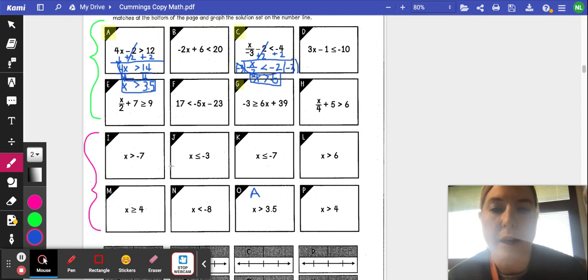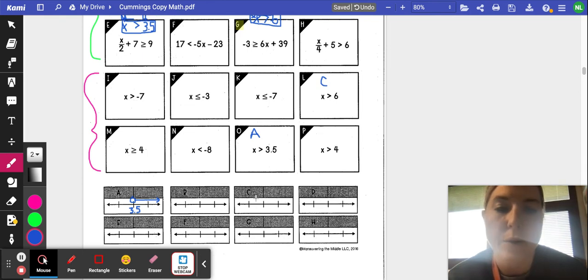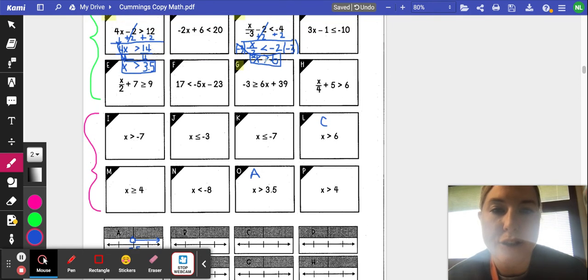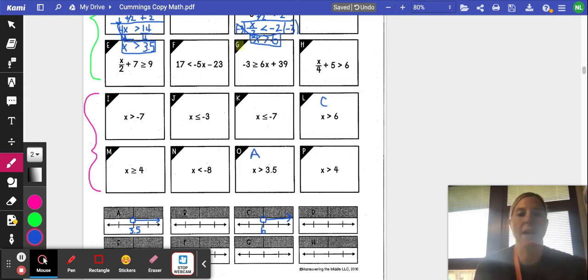I look down in my cards, I look around, I see that it is card L, so I'm going to write a C on that card. And then down here, I will go to C and I see that it's just greater than, it's not greater than or equal to, so I know my sign has to be open. And I know that the line will go in the direction, sorry, I forgot to write a 6 down here in the middle because that was our answer. My arrow is now pointing to the right side, and I know that numbers that are greater than 6 go to the right. So that's what I will do for that card.